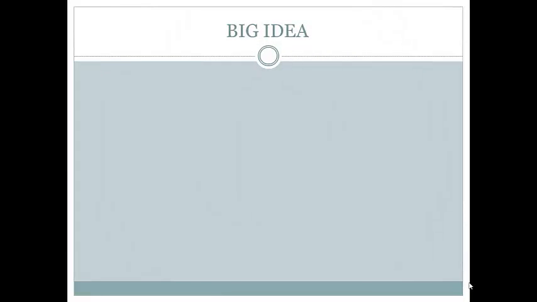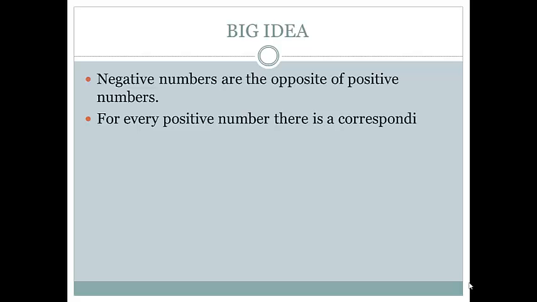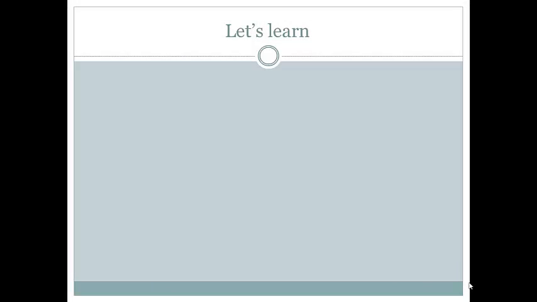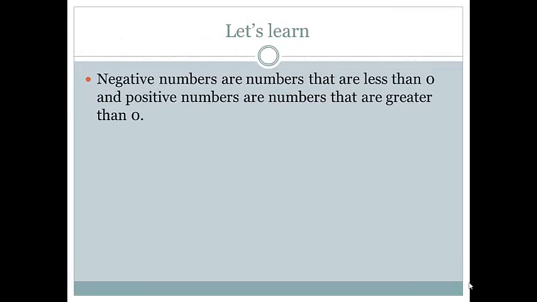Here's the big idea. Negative numbers are the opposite of positive numbers. For every positive number, there is a corresponding negative number. Let's learn. Negative numbers are numbers that are less than 0, and positive numbers are greater than 0. And you will see that some of the times you will see different wording, and you'll know whether they're negative or positive.